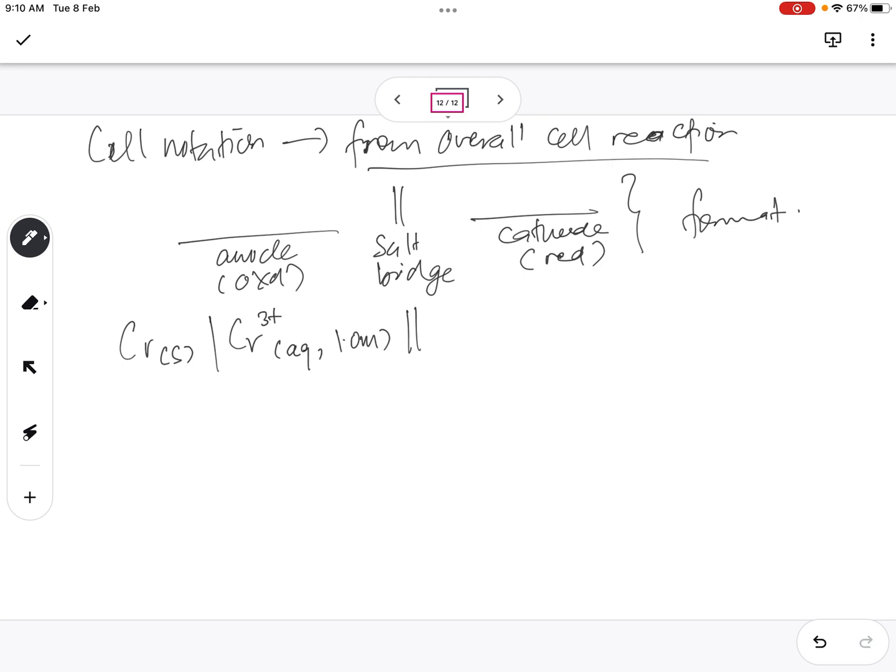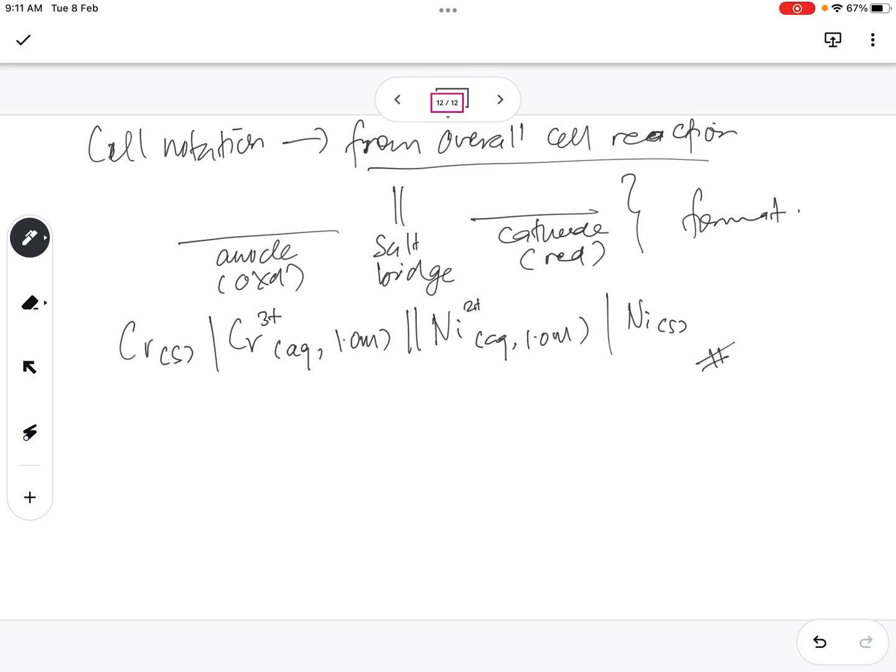I write that boundary. And then cathode the other side, similar way. So our cathode just now is nickel. So nickel 2+ aqueous, 1 molar, and then slash nickel solid. Okay, ini dikenali sebagai cell notation. This is known as cell notation.